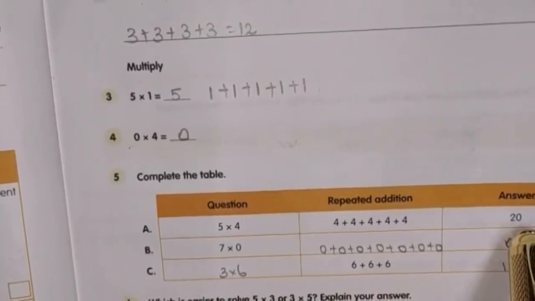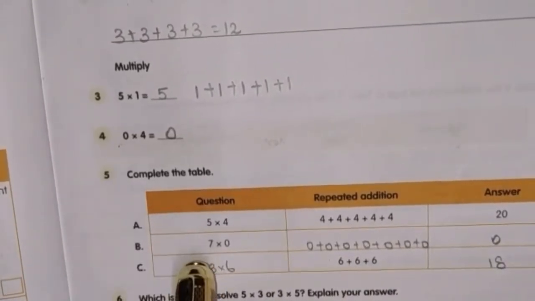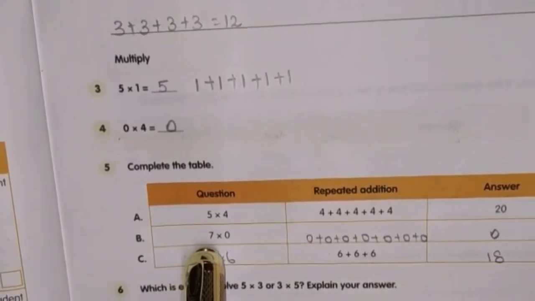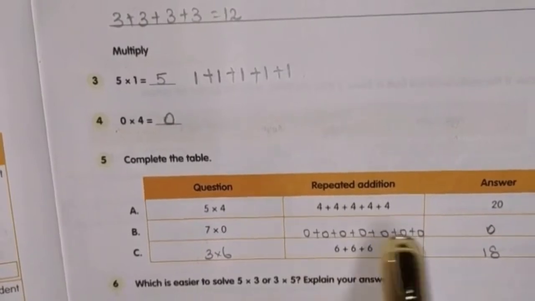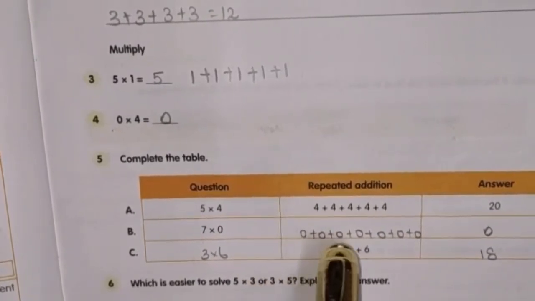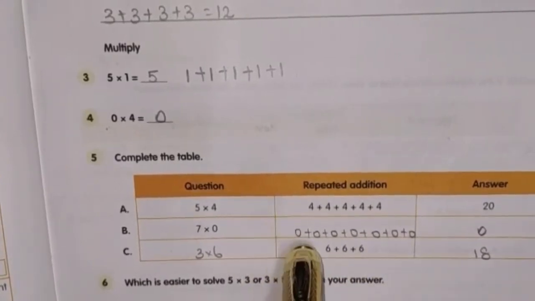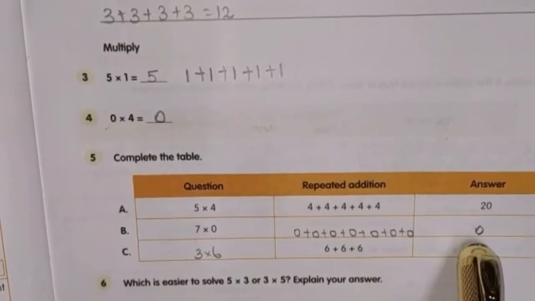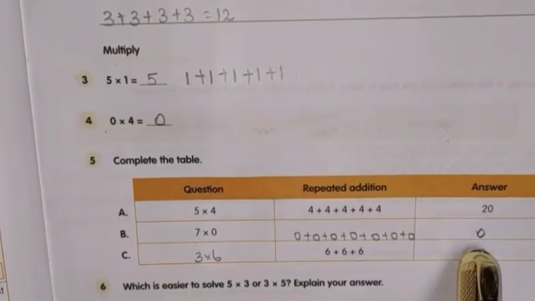Answer is nothing but product. Product 20. Coming to the B bit. 7 into 0. So 0, how many times should we take? 7 times. Right, children? So I have written 7 times 0. Shall we count? 1, 2, 3, 4, 5, 6, 7. 7 times. So if you add the zeros, what will you get? 0 only. Right? Product you will get 0.